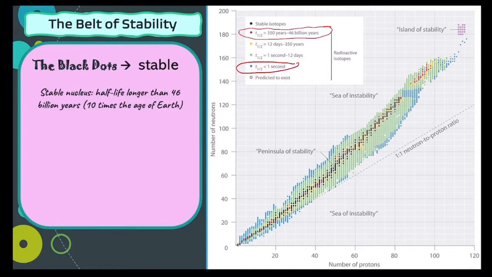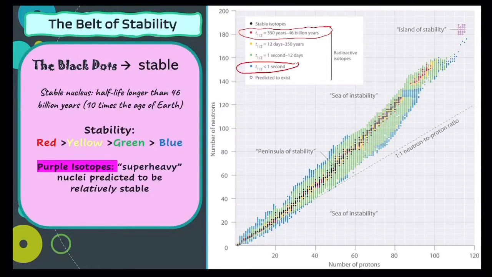And notice their distance from the band of stability. The further away the colors are from the black dots, the progressively less stable they become, the more radioactive they are. So if you were to rank the colors, we would say red is the most stable of all of these colors, then yellow, then green, then blue.